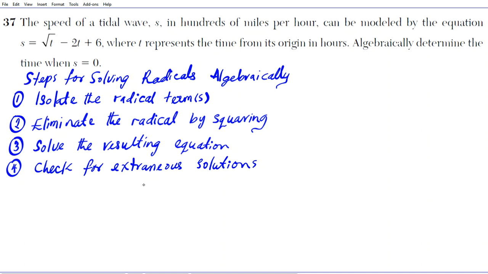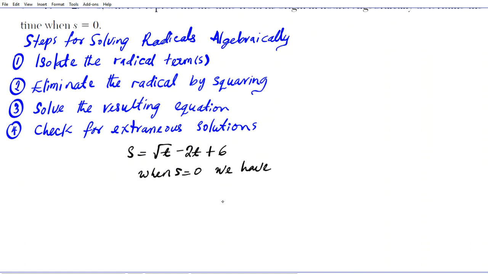The original problem is s equals the square root of t minus 2t plus 6. We're asked to find t when s is equal to 0. So when s is equal to 0, we have the following radical equation: 0 equals the square root of t minus 2t plus 6. Now let's go ahead and do the steps. Step number 1 is to isolate the radical.